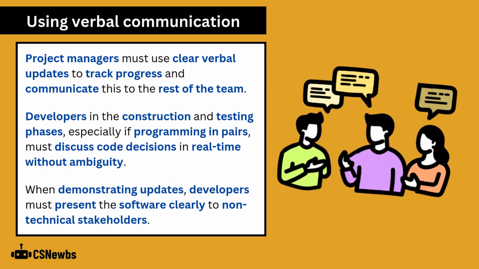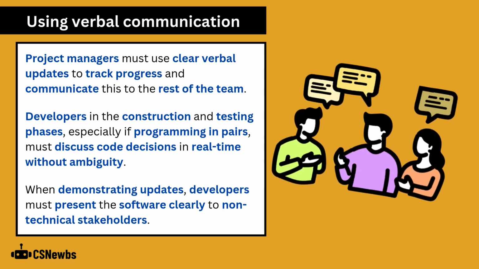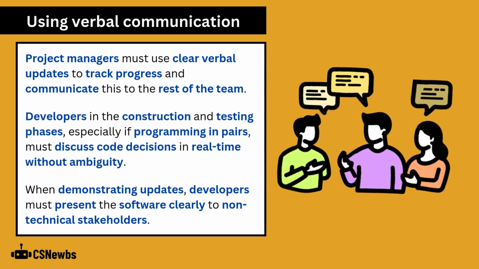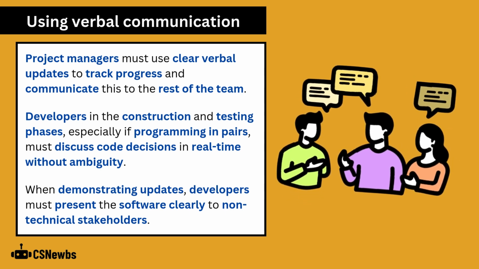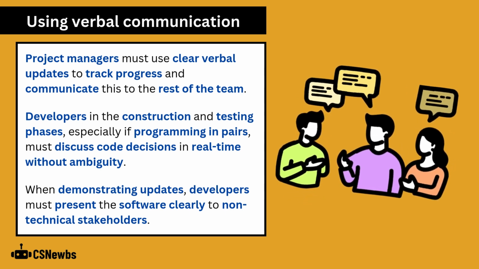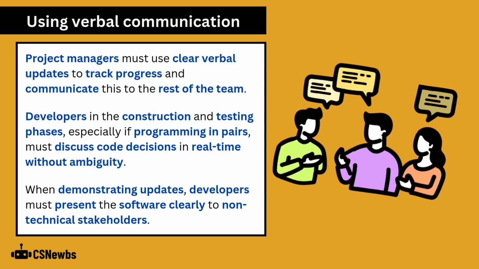Project managers must use clear verbal updates to track progress and communicate this to the rest of the team. Developers in the construction and testing phases, especially if programming in pairs, must discuss code decisions in real time without ambiguity. And when demonstrating updates, developers must present the software clearly to non-technical stakeholders.